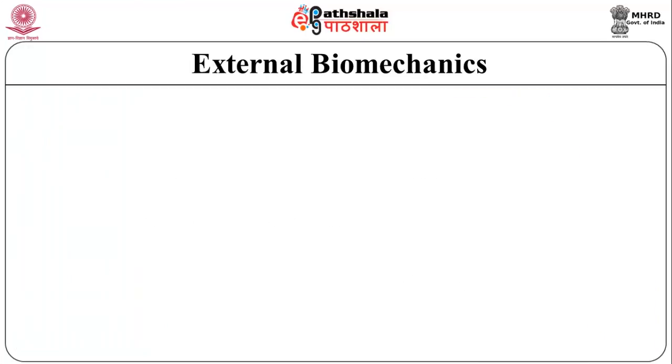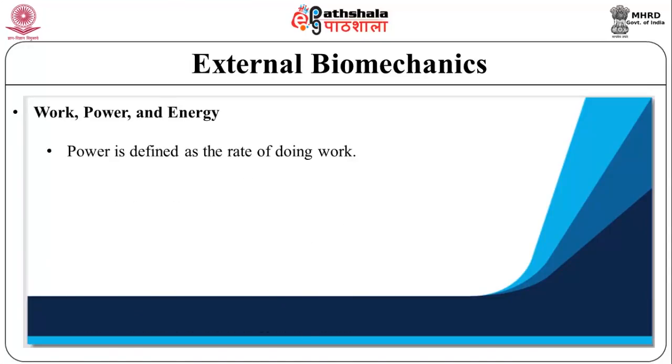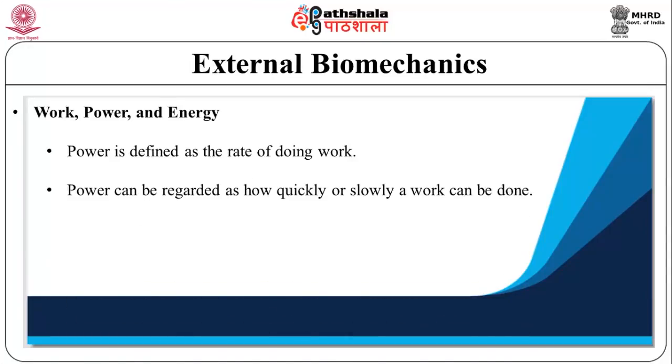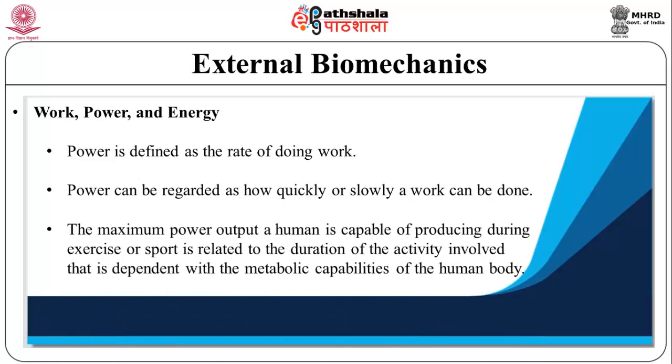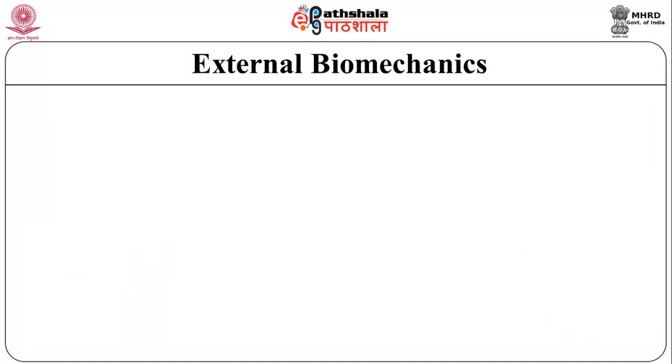Now, power is defined as the rate of doing work. It can be regarded as how quickly or slowly work can be done. The maximum power output a human is capable of producing during exercise or sports is related to the duration of the activity involved, that is, dependent on the metabolic capability of the human body.